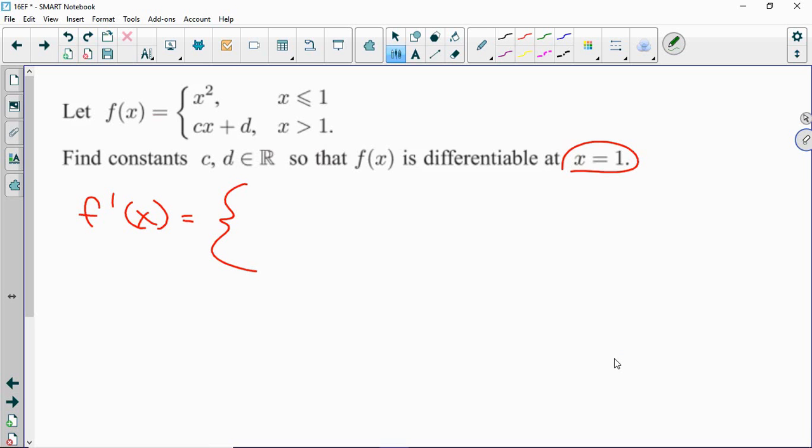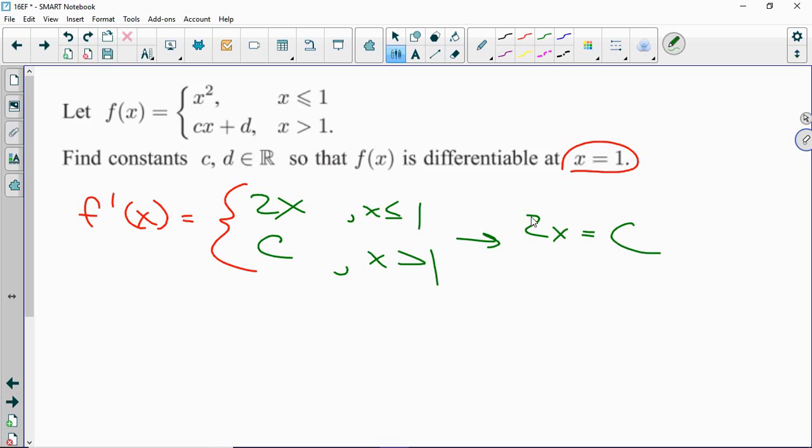So let's calculate some derivatives here. Again, I'm using first principles, but I don't have the time to write all this out, right? So for the x squared part, if you successfully use first principles differentiation on that, you should get 2x. So it'll be 2x when x is less than or equal to 1. And for the linear part, you should just get c when x is greater than 1. So if it's differentiable, this is the left-handed derivative. This is the right-handed derivative. For it to be differentiable, we require, therefore, that 2x is equal to c.